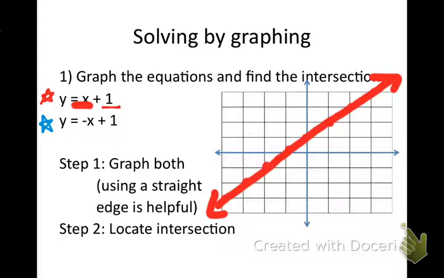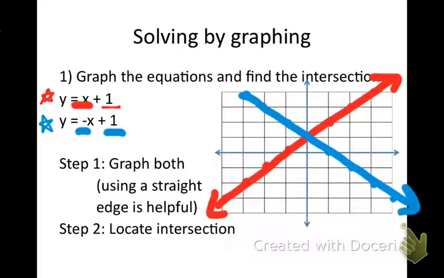Next, now I have my blue line. Blue line has a y-intercept of 1 and a slope of negative 1. So now I'm going to go down 1 over 1, down 1 over 1, down 1 over 1. Make my dots on my lines. Connect the dots here for my line.